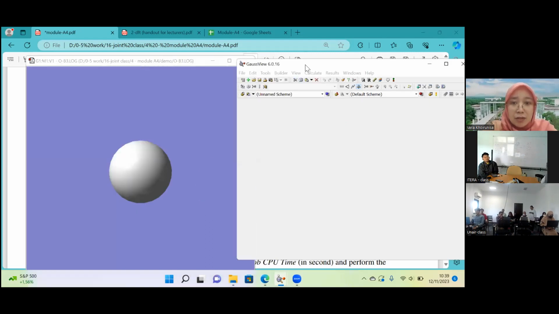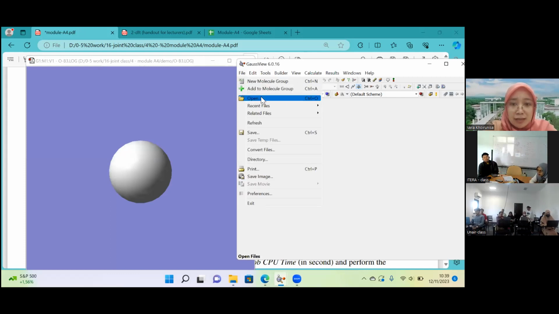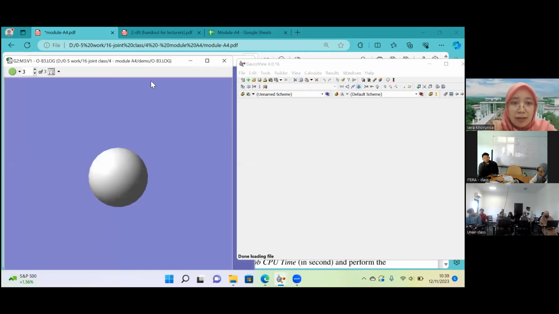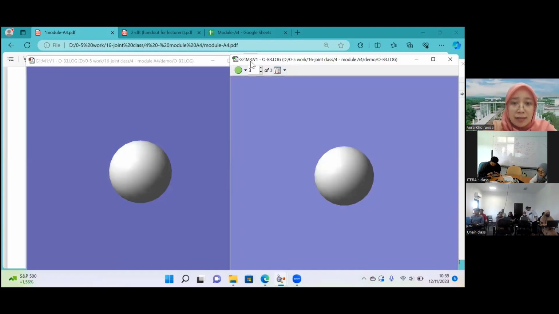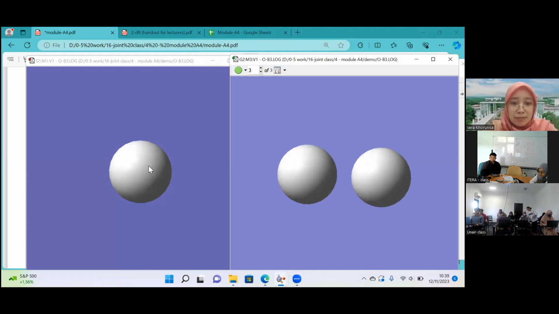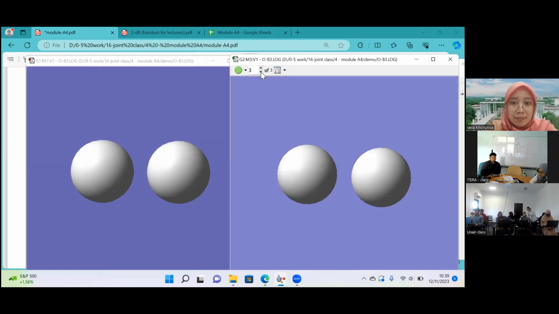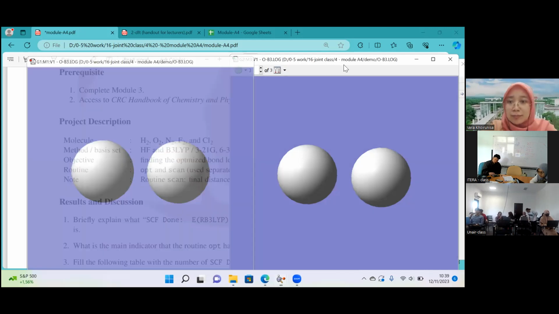But if I check this one and then open the input file, I will find the number of iterations or the number of intermediate states. So you see the difference? Like the first one, the second one. So we will use this one. So I will close the other one.